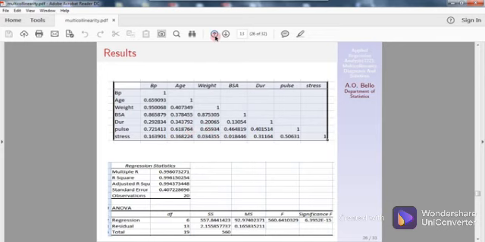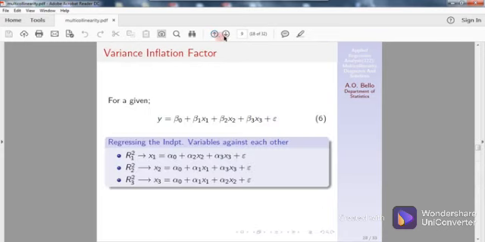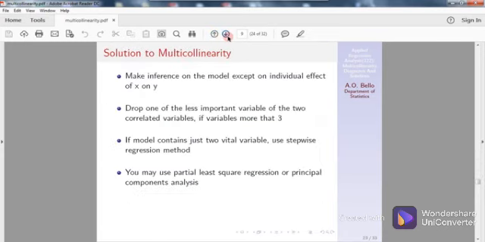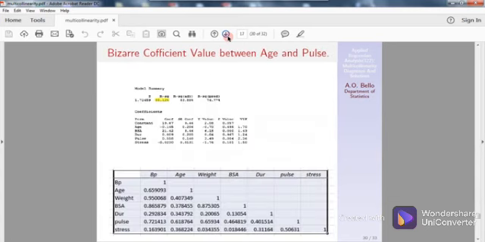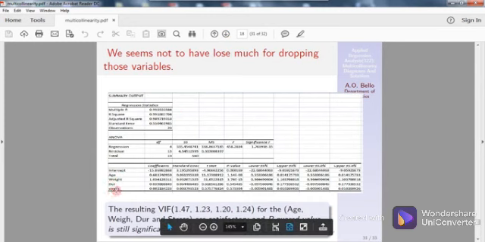So there are two variables here that have been suggested to be removed. Body surface area is suggested to be removed, and also pulse. So let's look at what we have now. So let's look at the new model we have. We've removed body surface area and we have removed pulse.